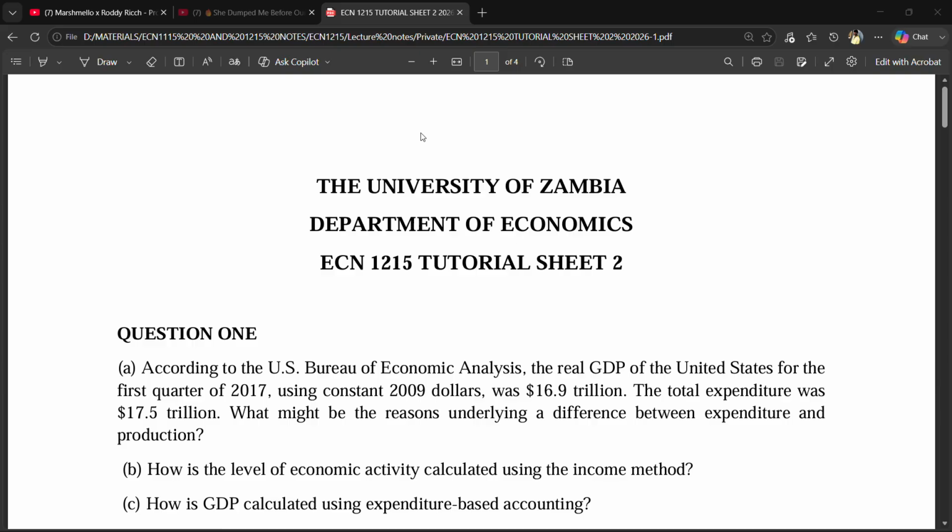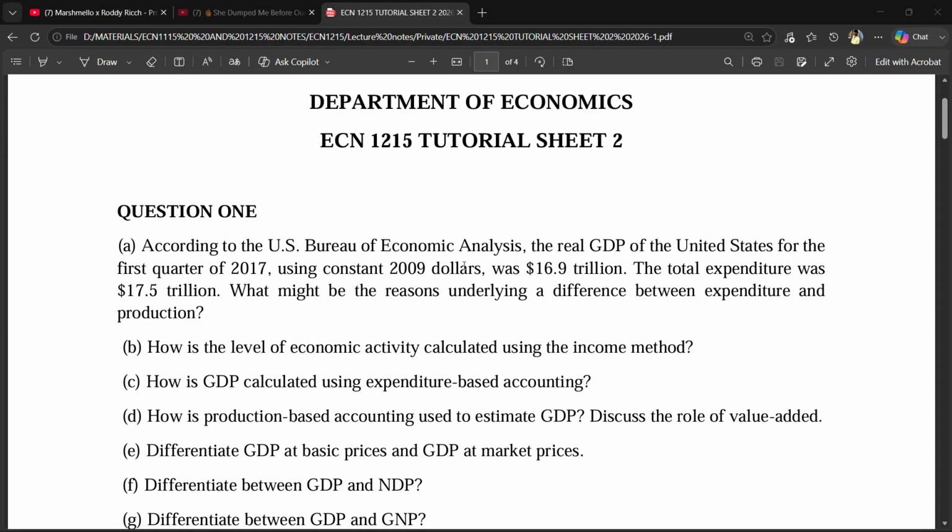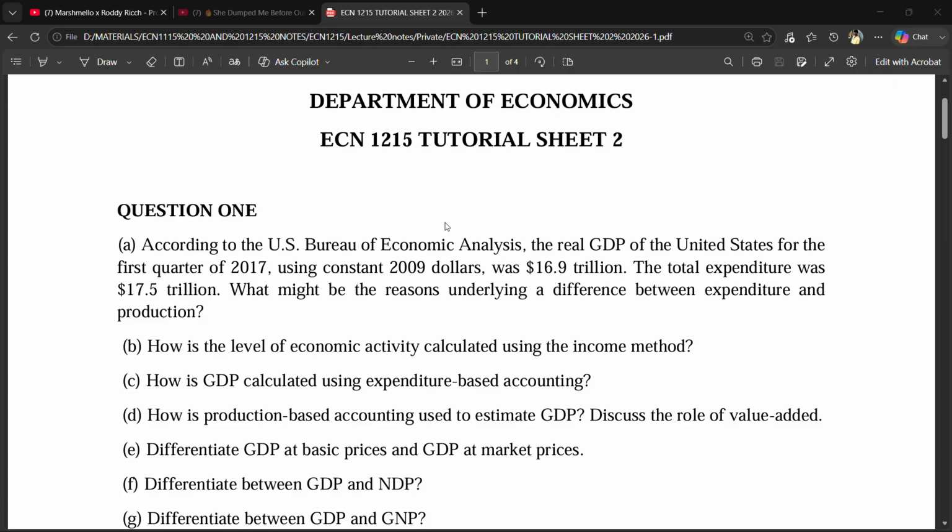Okay, so look for tutorial sheet 2. That's what we're looking for right now. You can search in the videos for tutorial sheet 1 that has already been solved. Okay, so let us try to start with question 1 in tutorial sheet 2.